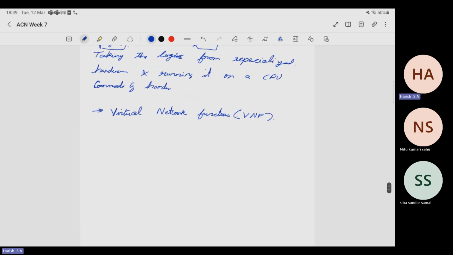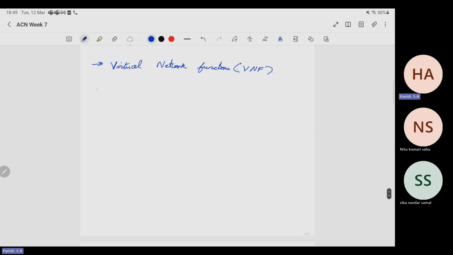You have created your own virtual network function. So essentially, what did you do? We basically took the logic from a specialized hardware, and this specialized hardware did some network function, right?